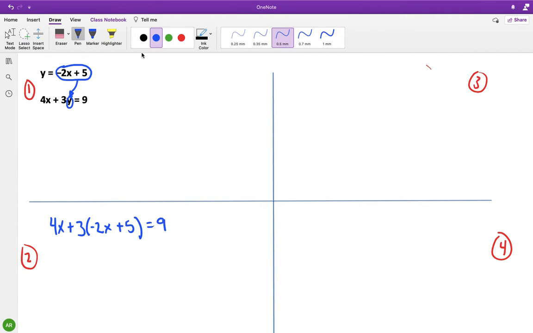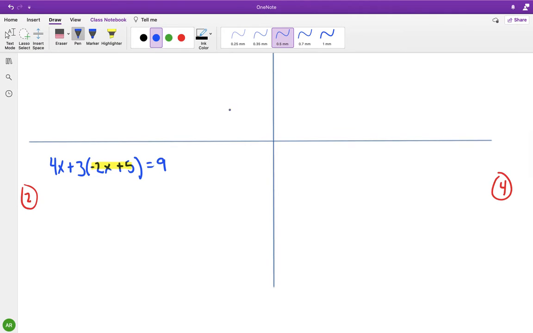If you look at this, I'm going to highlight what happened. This and this, same thing, right? I just replaced y with an equivalent. Now we are solving an equation like we normally would. All right, so now we're back to what you learned last year and we reviewed this year. We're just going to distribute. So I have 4x minus 6x plus 15 equals 9. And I'm going to go ahead and combine like terms. 4 minus 6 is negative 2x.